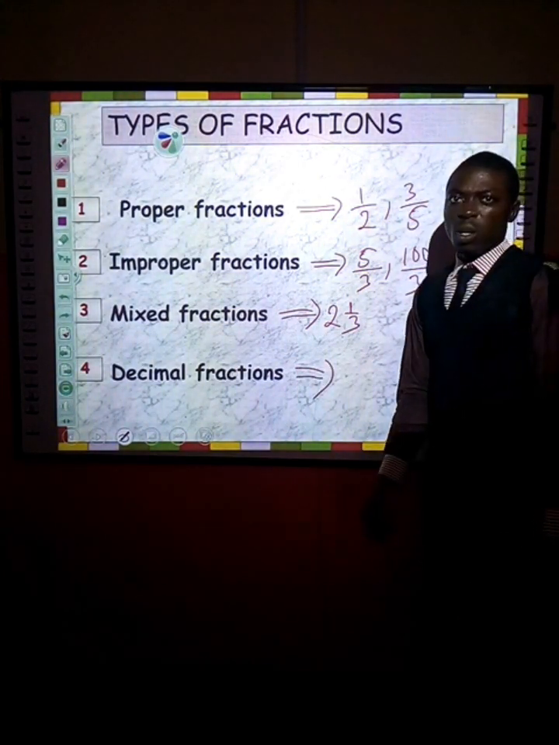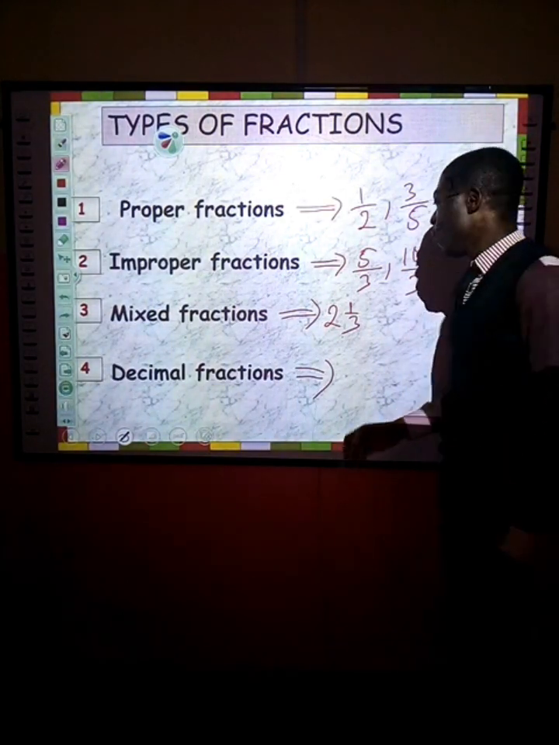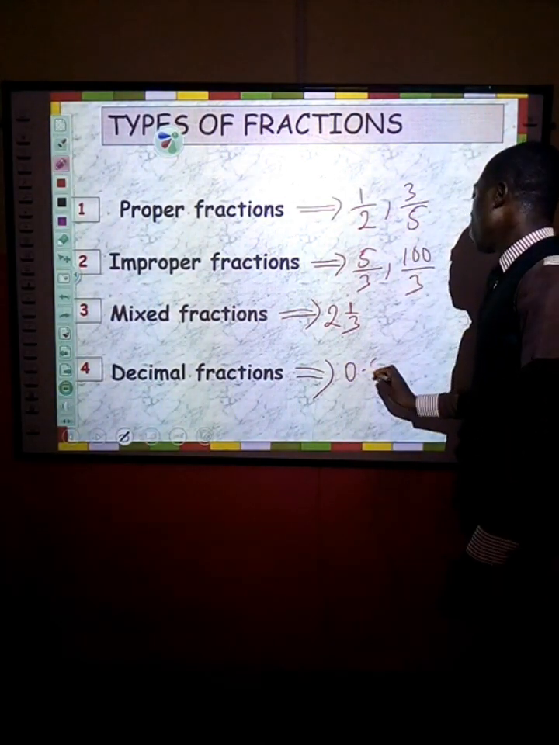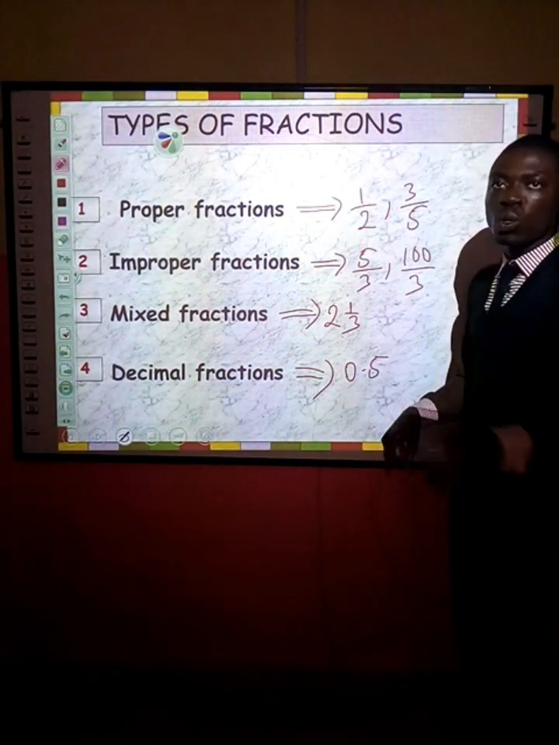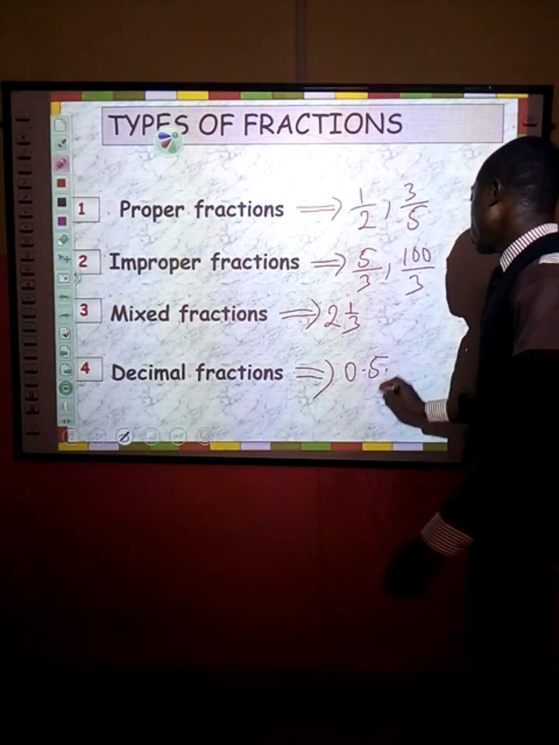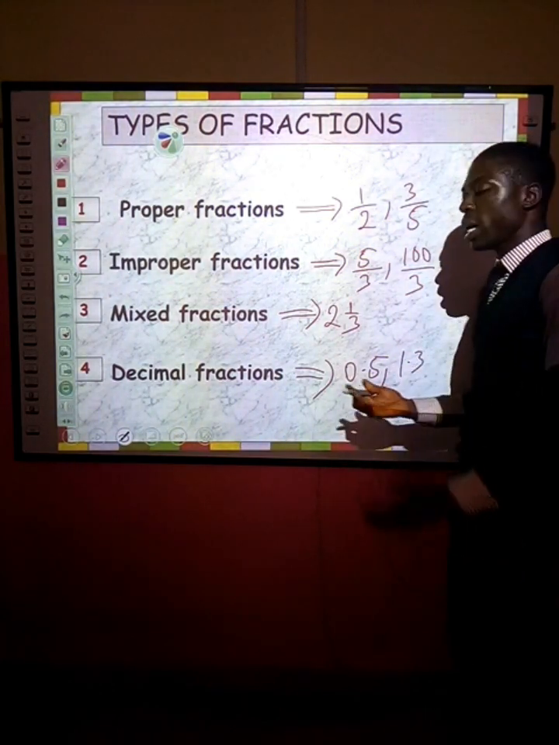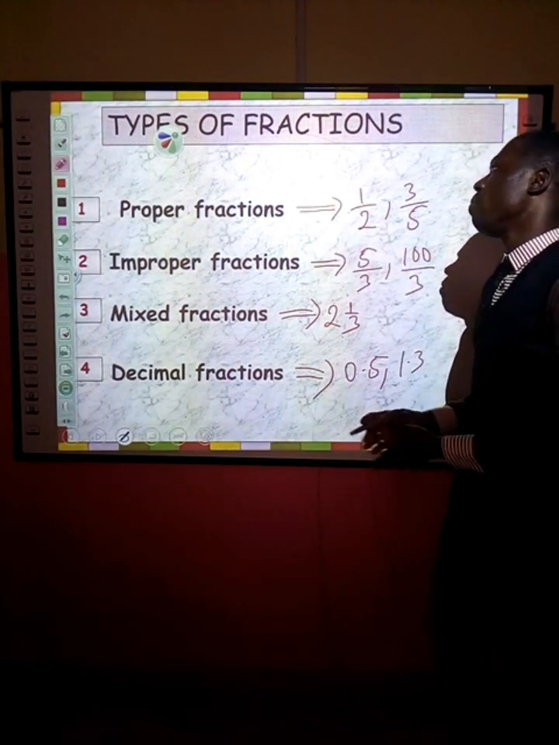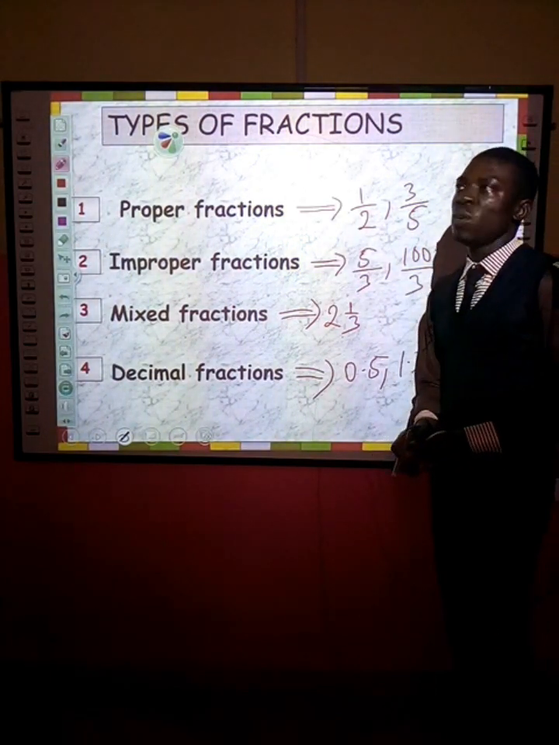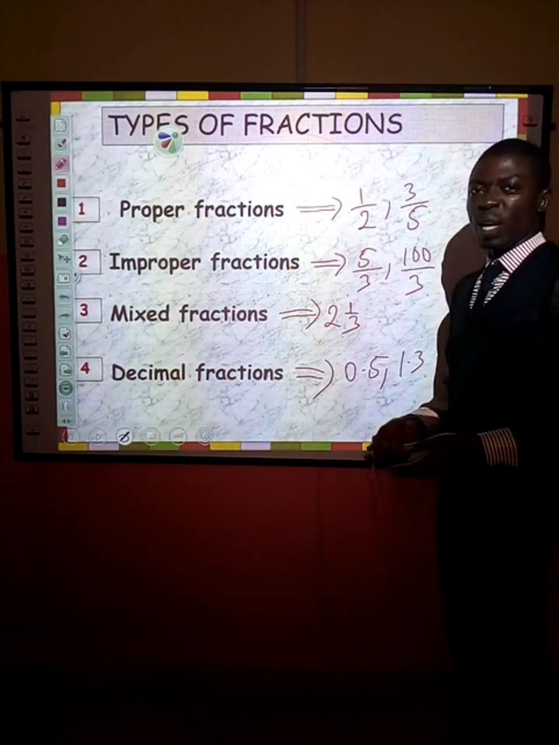The last one is called a decimal fraction. So a decimal fraction has a decimal point actually. For example, if I write 0.5, it's an example of a decimal fraction because you can easily turn it back to fraction. You can still have it as 1.3. Of course, 1.3 can be converted back to fraction. So these are the types of fractions that we have, and I believe you have understood the explanation.